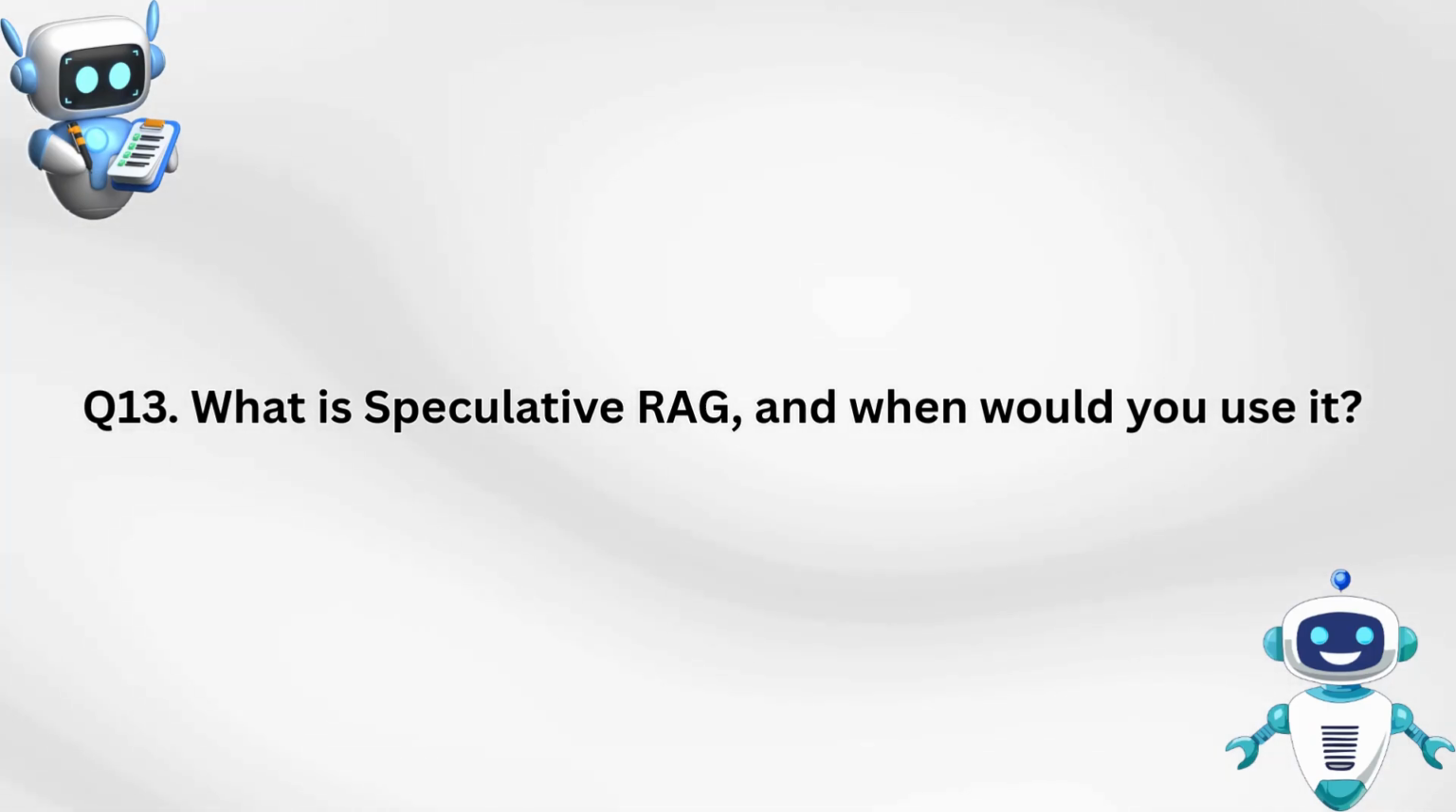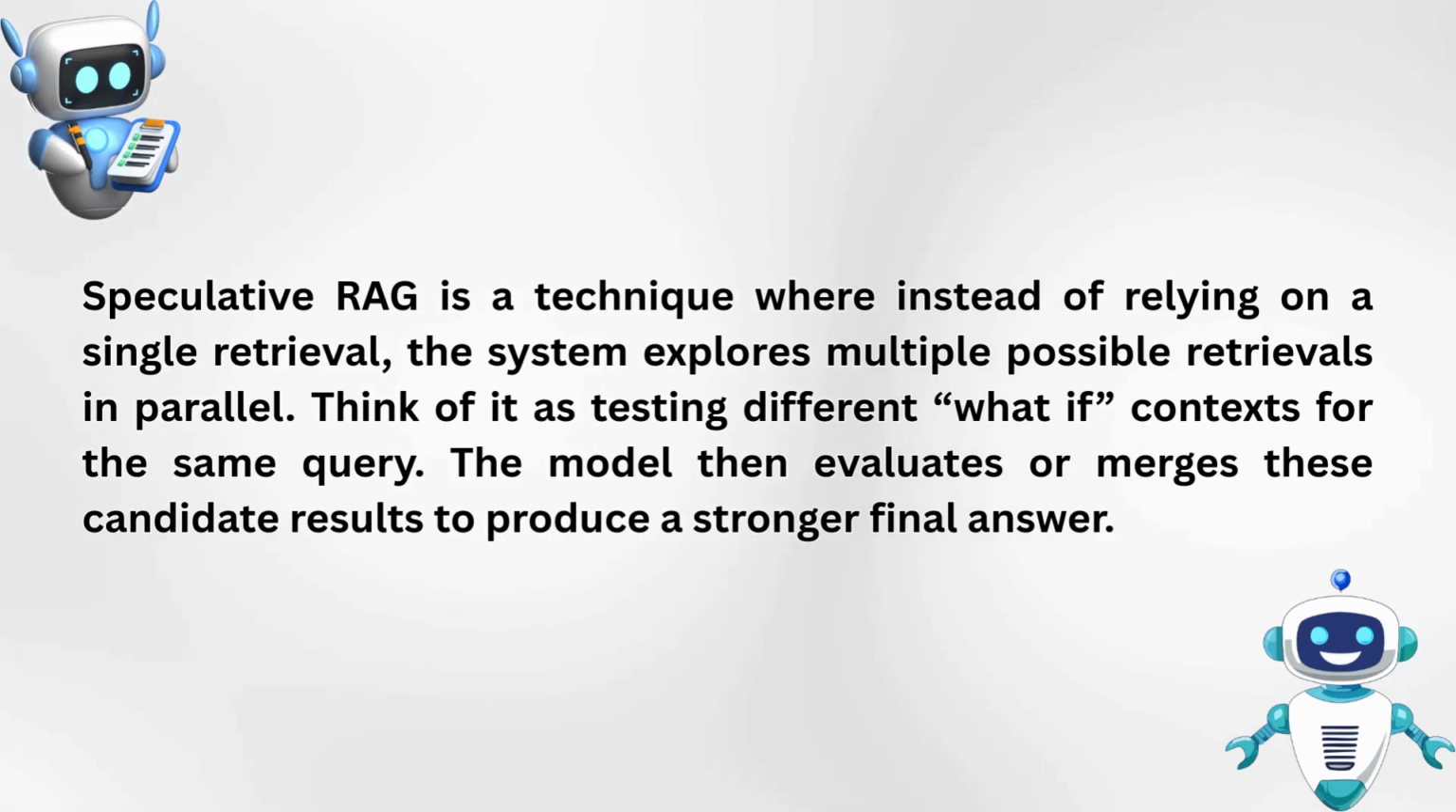What is speculative RAG, and when would you use it? Speculative RAG is a technique where instead of relying on a single retrieval, the system explores multiple possible retrievals in parallel. Think of it as testing different what-if contexts for the same query. The model then evaluates or merges these candidate results to produce a stronger final answer.